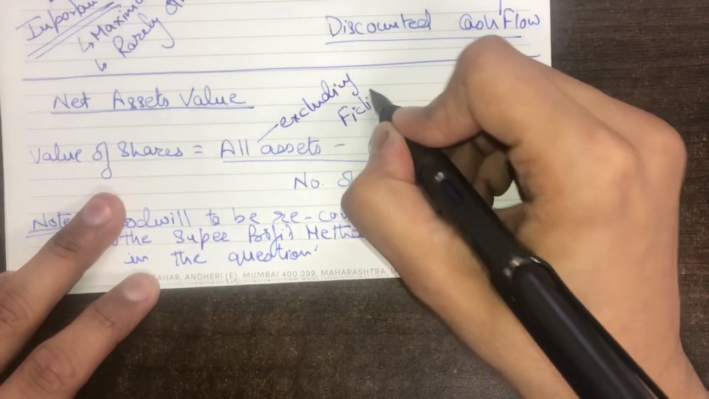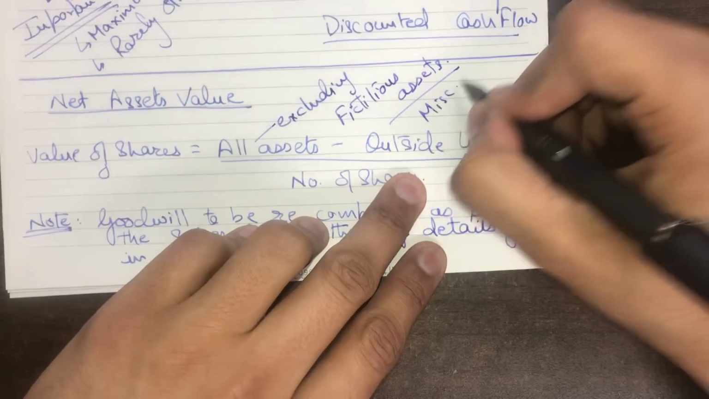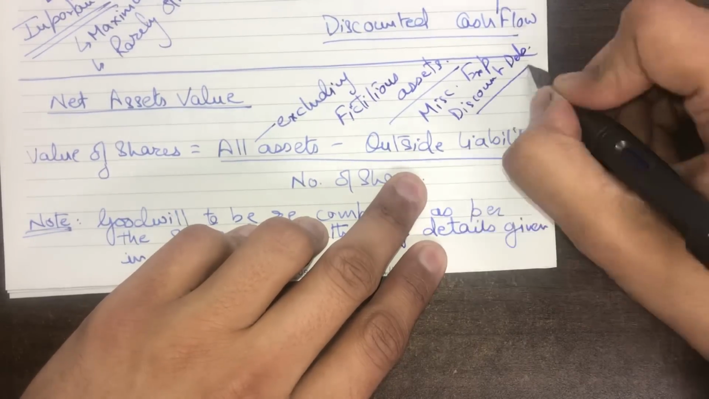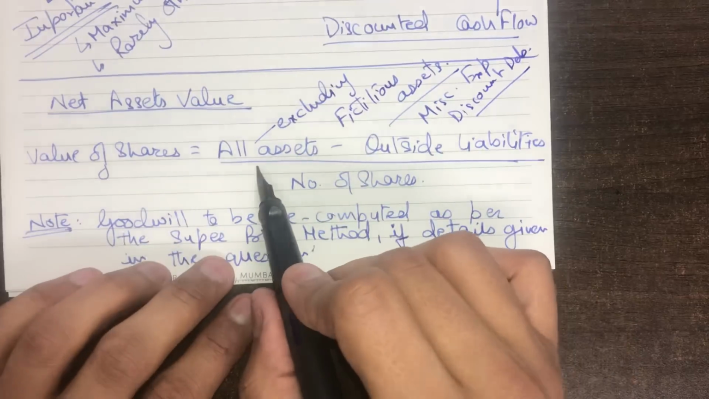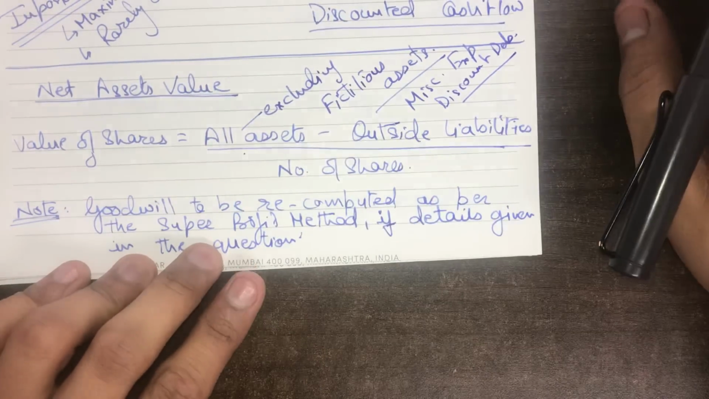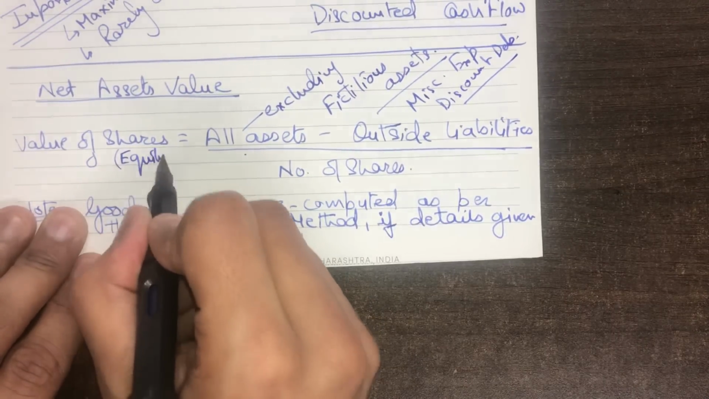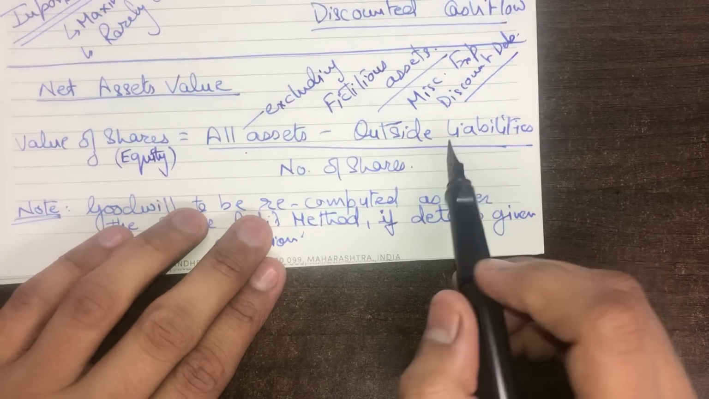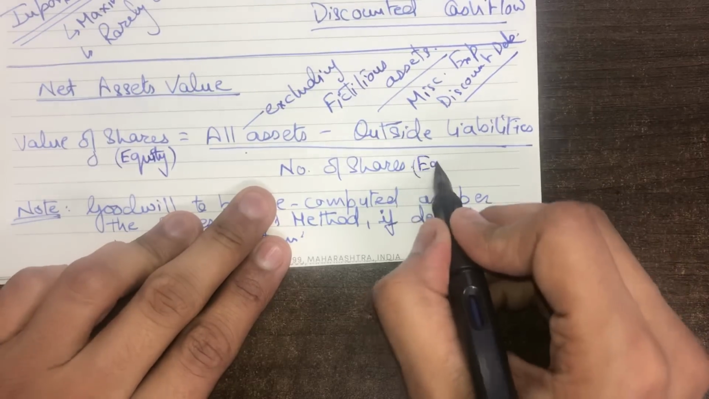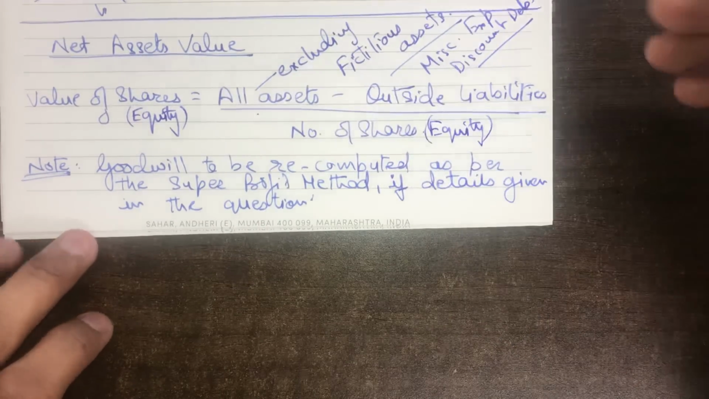excluding fictitious assets. If you have any fictitious assets in your balance sheet, like miscellaneous expenditure or discount on issue of debentures, they should be excluded, and then all assets minus outside liabilities. All outside liabilities are to be reduced, because we are actually valuing the equity shares of the company. Hence all outside liabilities should be deducted from the assets, and then the entire numerator is to be divided by the number of shares. Again, the number of shares means equity shares. So this is the formula of the net assets value method of valuation of shares.